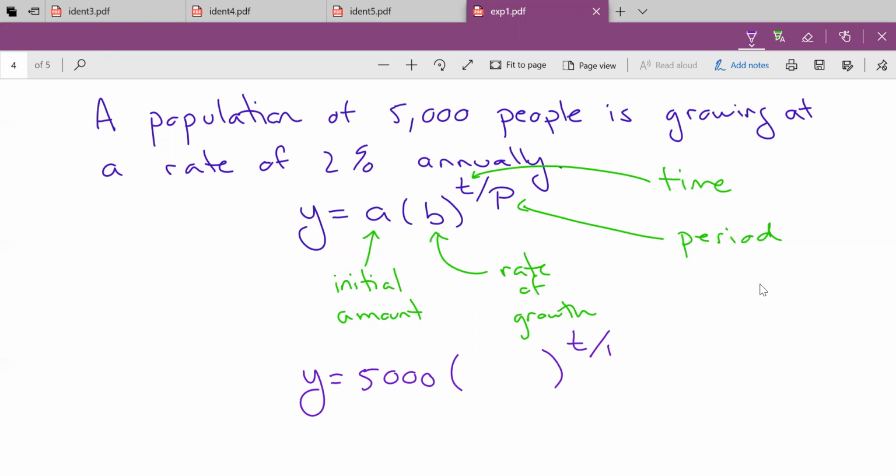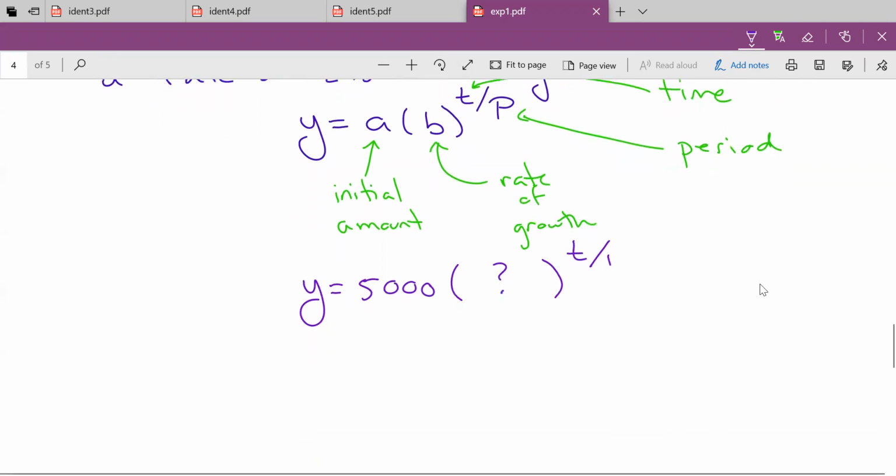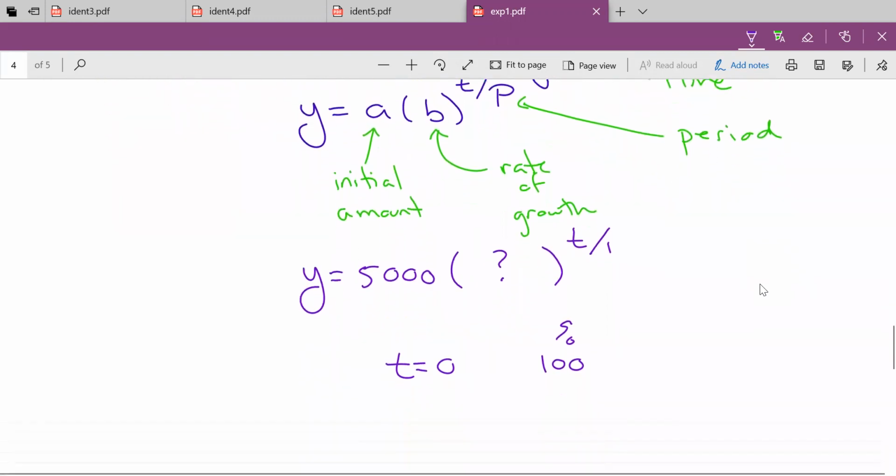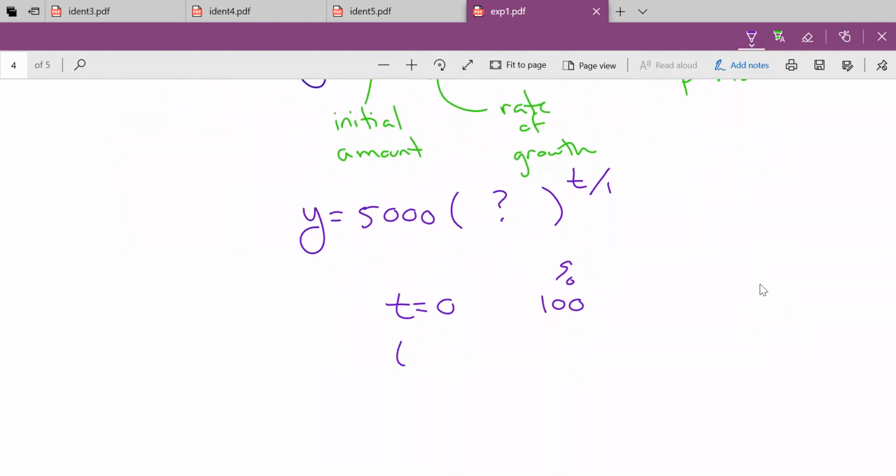Okay, what about our base? This is the big question. Well, what I want you to think is at time 0, when I hit my stopwatch and I start, what percentage of the population do I have? Well, I have 100% at time 0. And what the statement tells us is it grows at 2% annually. So a year later, what percentage of the population do I have? Well, I have 102% because I grew by 2%.